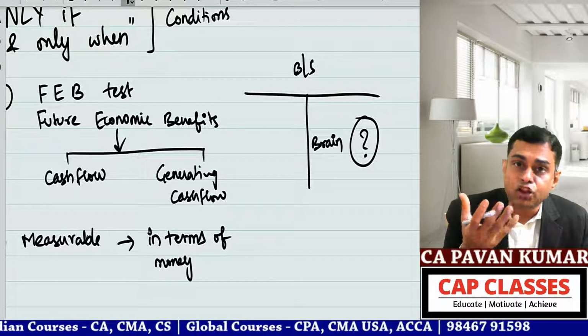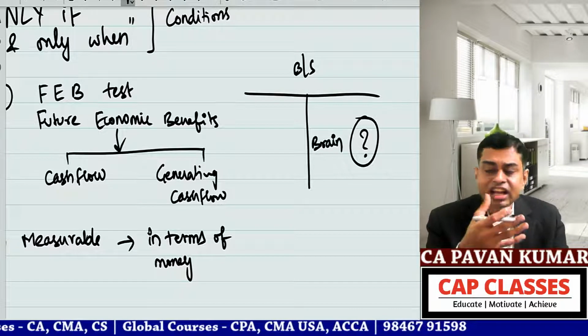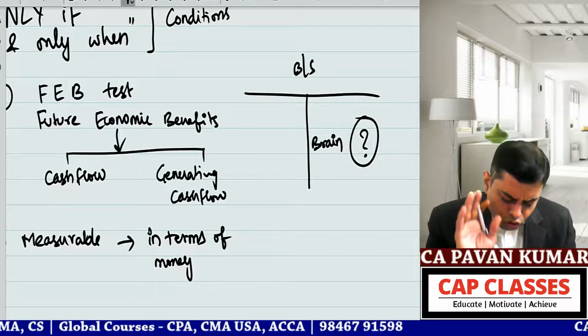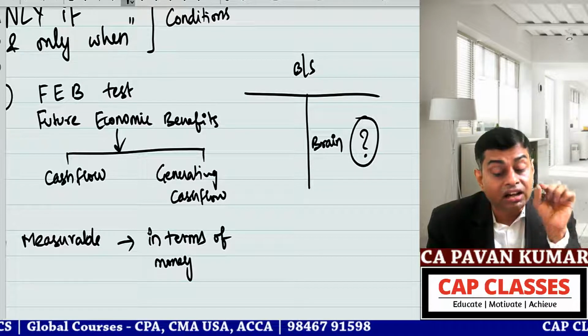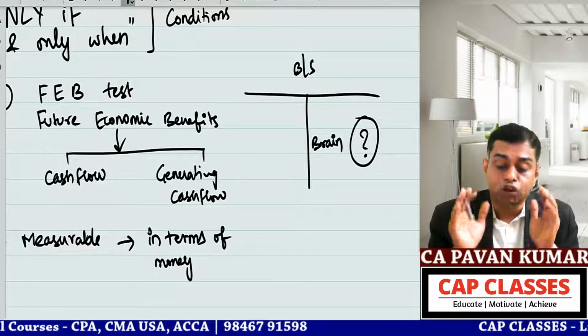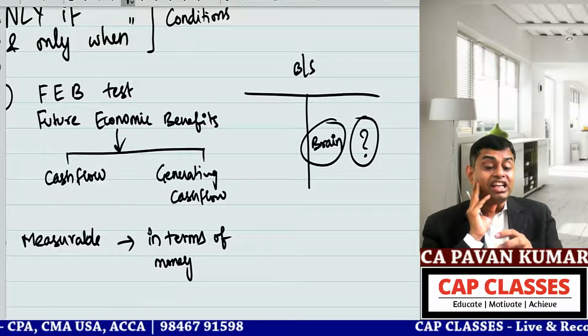Pavan sir, we can value brand. I know. Pavan sir, we can value goodwill. I know. Pavan sir, we can value financial instruments. I know. Pavan sir, we can value rights and obligations. I know. Pavan sir, you have entered into a contract, that contract value we can calculate. Yes, I know valuation, but brain cannot be valued. You cannot express it in terms of money.